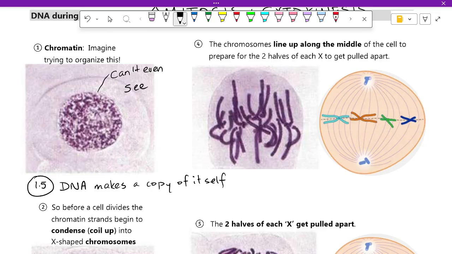Why is it making a copy? You need double the amount. You need one to go to this daughter cell and one to go to that daughter cell. If you don't have that, you're going to end up with cells that just have half the DNA. And then if it happens again, you'll have a quarter of the DNA. And then if it happens again, you'll have an eighth, and then you'll have like nothing left, and that would be sad. Okay, so it has to make a copy of itself, so each daughter cell gets a copy.